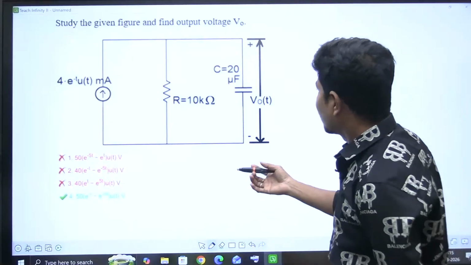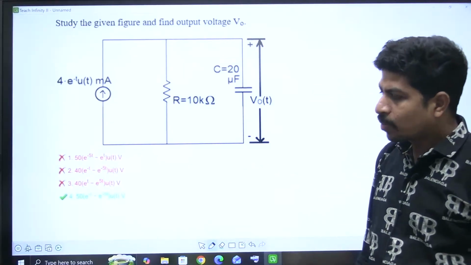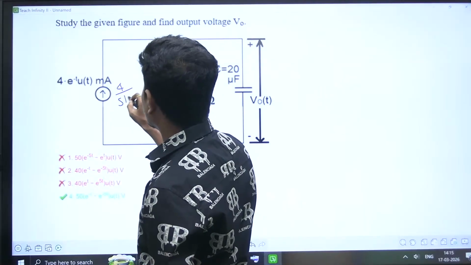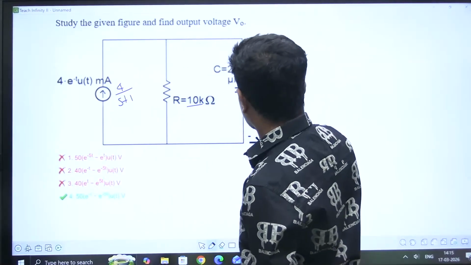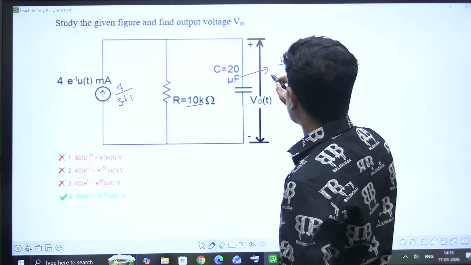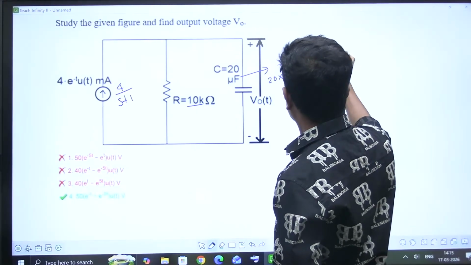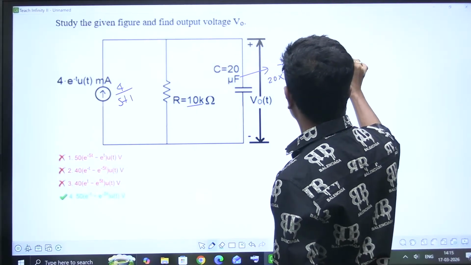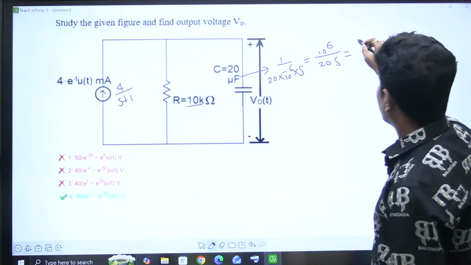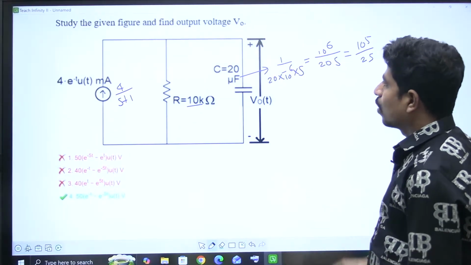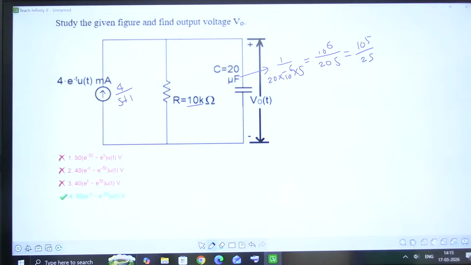Very simple. In time domain, we can't solve this one. Apply S domain. What is this? 4 by S plus 1. This is 1 by CS. 1 by C is 20 into 10 to the power of minus 6 into S. So 10 to the power of 6 by 20S, right? So 10 to the power of 5 by 2S ohms. Now apply current division and you can give me the option.